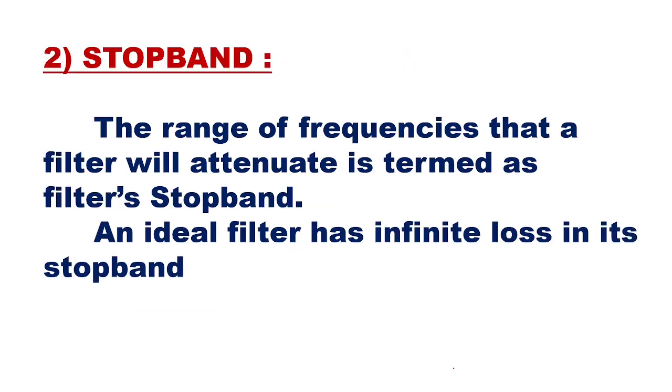Then we'll see what is stop band. The range of frequencies that a filter will attenuate or stop or reject is termed as filter stop band. So all the signals in that particular range which the filter is going to attenuate or reject or stop is called stop band. An ideal filter will have infinite loss in its stop band.